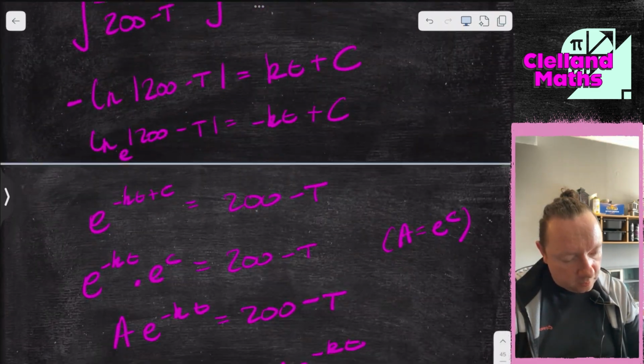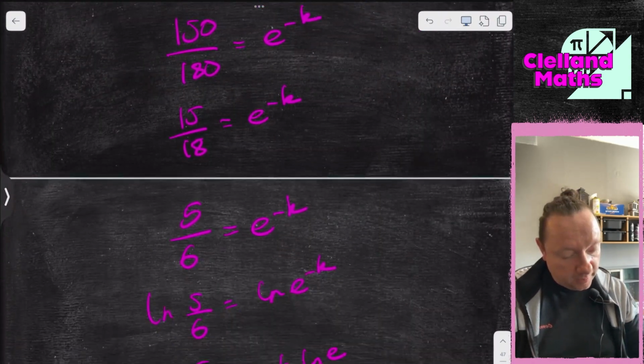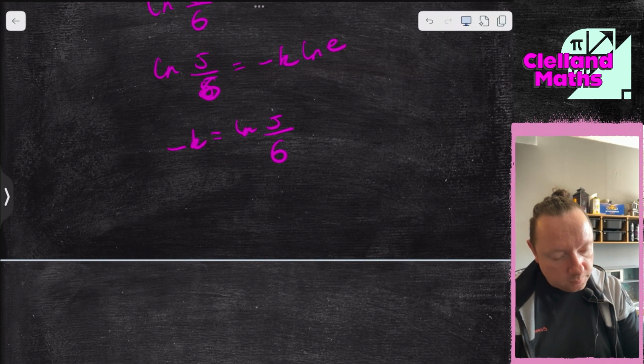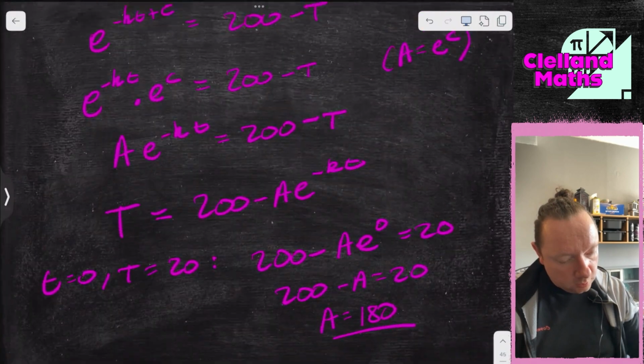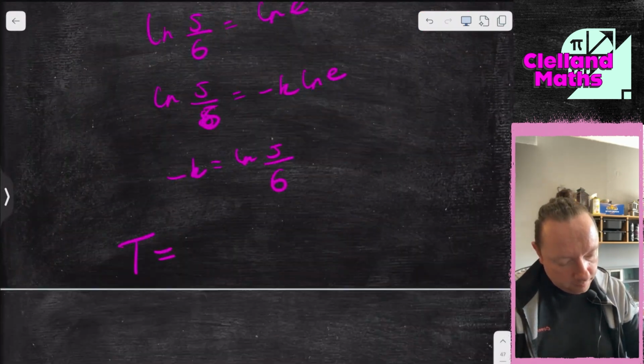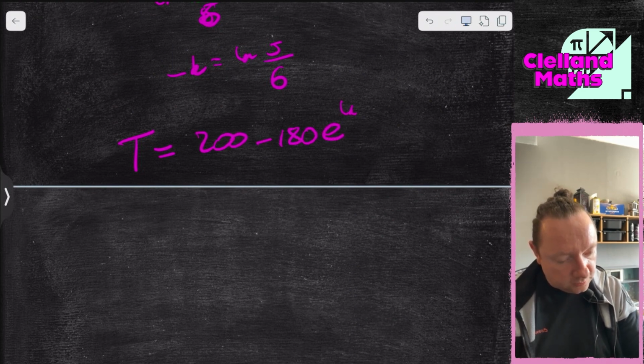So if we look back up here, it's an e to the minus k you get anyway. So we might as well just work out what minus k is. So minus k is log 5 sixths, and therefore T equals 200 minus 180 e to the minus k, which is log 5 sixths, times t.